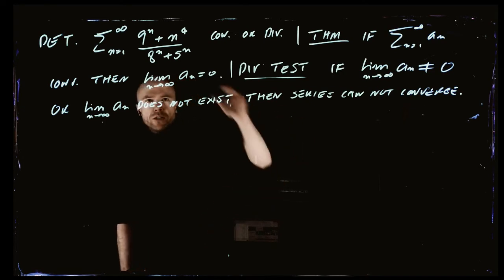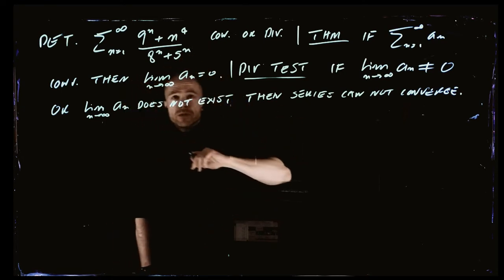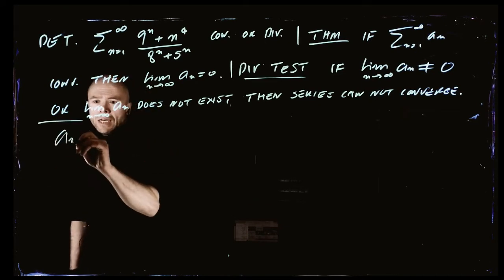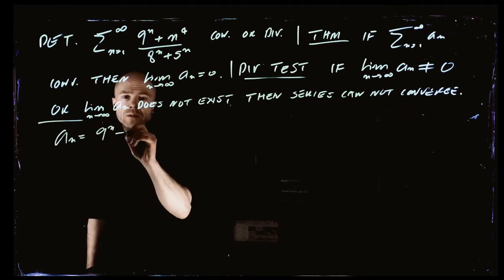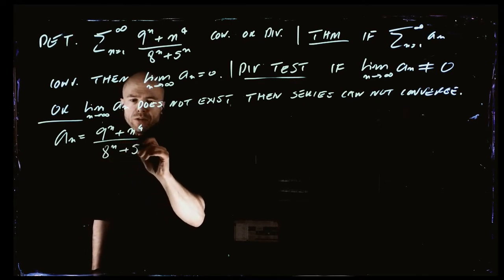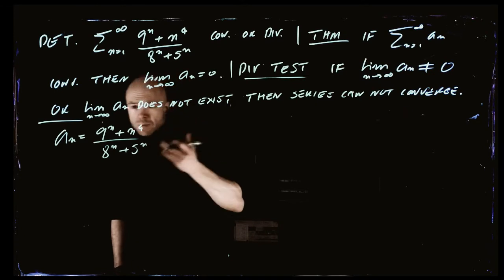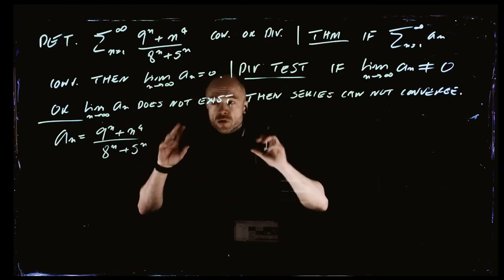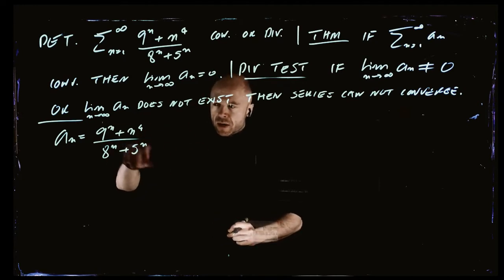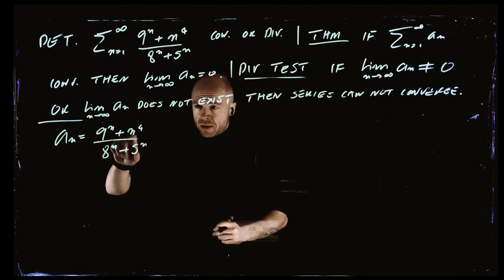All right. There's a good chance we're going to have to use this test. So let's look at this sequence of terms. If we look at these terms, a_n in this case is 9 to the n plus n to the 4 over 8 to the n plus 5 to the n. Let's think about what the dominant terms are here, to simplify our life. As n gets bigger and bigger, look at the top. We have 9 to the n and then n to the 4.